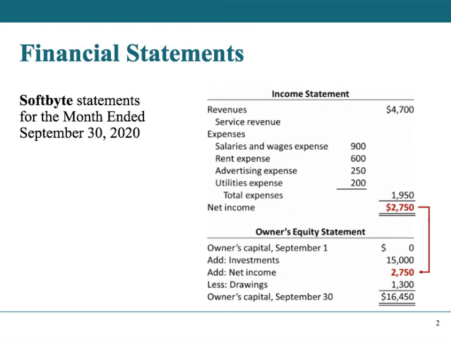What about the next statement? The next statement is statement of owner's equity. It will have identical title. So again, it is for the month ended. And if you look carefully at this statement, it's nothing more than the explanation of what happened to the owner's equity during that particular period.